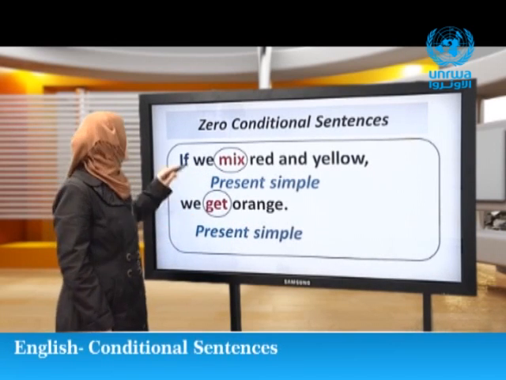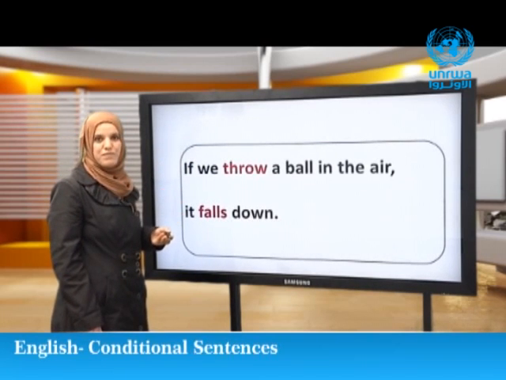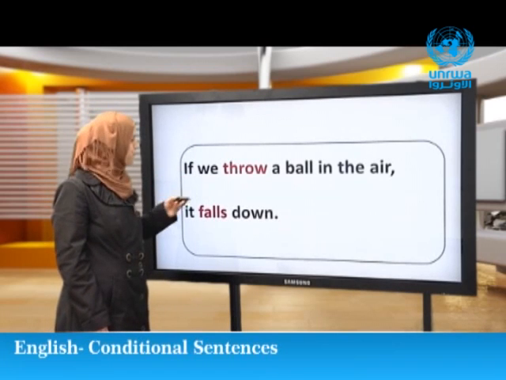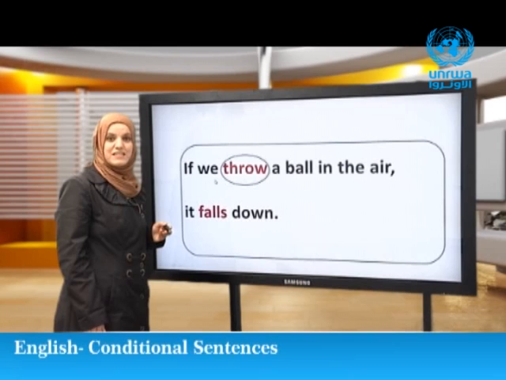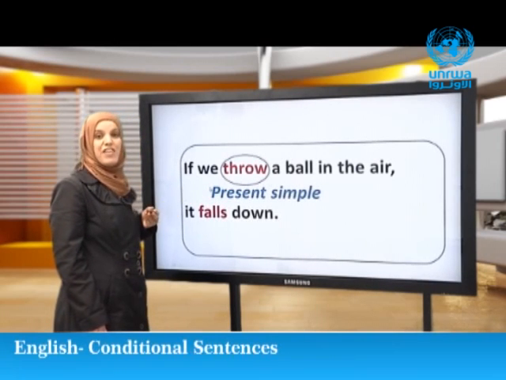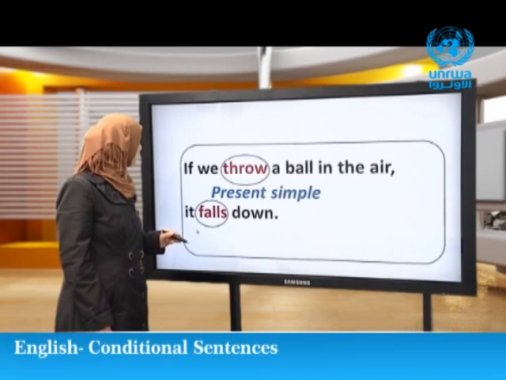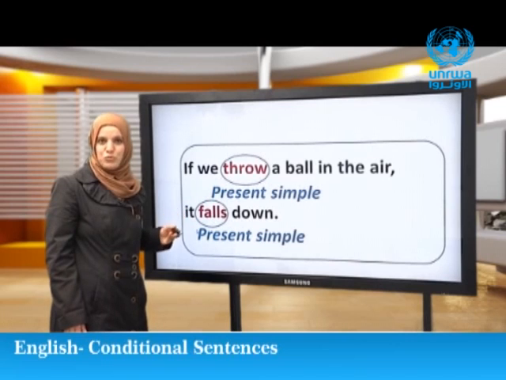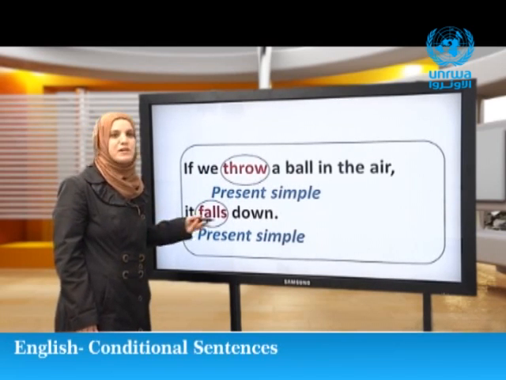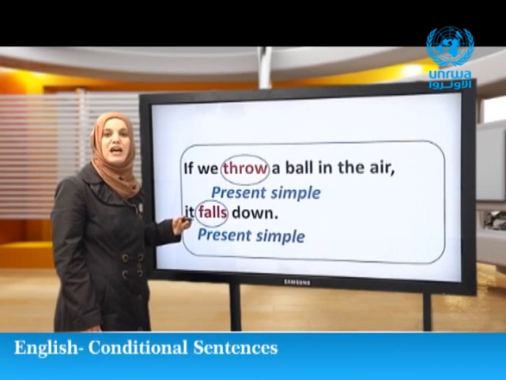Let's have another example. If we throw a ball in the air, it falls down. The sentence also begins with if. Look at the verb throw. What tense is it? Yes, it is present simple tense. What about the other verb, falls? What tense is it? It is present simple tense too. So again, we have present simple tense in the condition and we have present simple tense in the result. فعل الشرط مضارع بسيط وجواب الشرط أيضا مضارع بسيط.